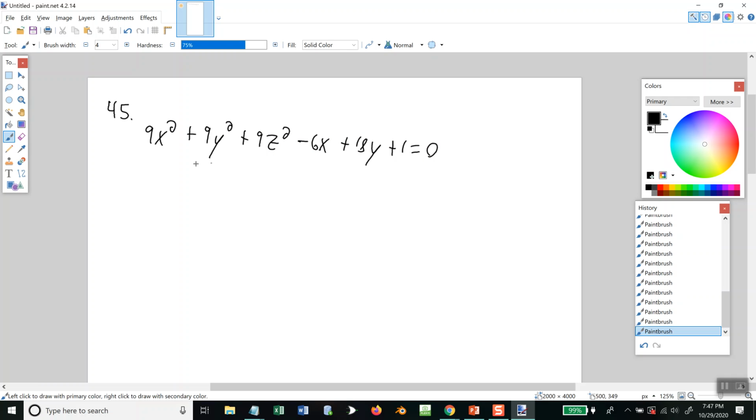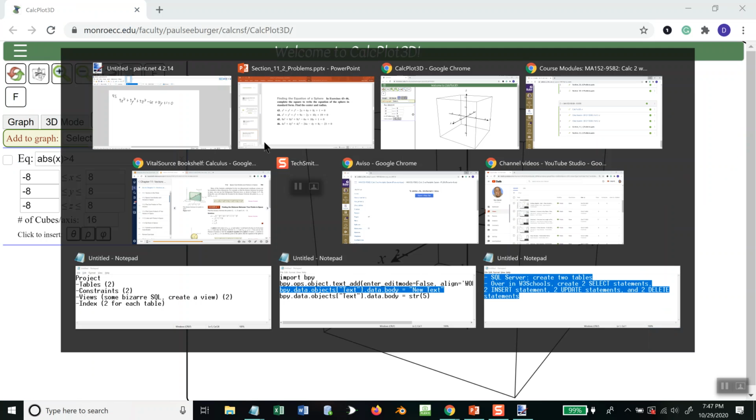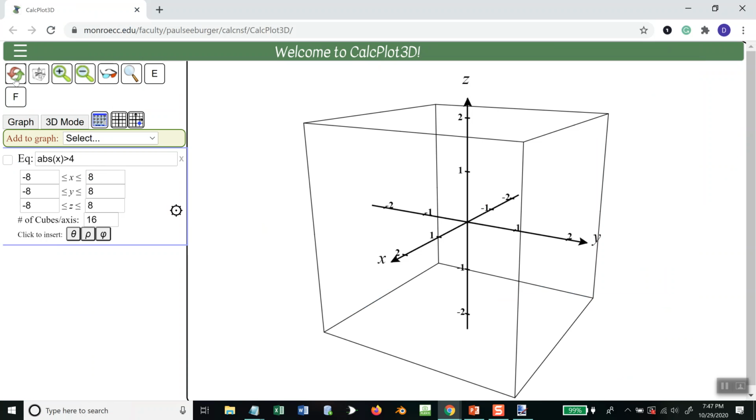Now what makes this a sphere is the fact that there's 9's in front of all three variables. The x squared, so I should say, the y squared and z squareds. If there's a different number in front of these, it wouldn't be a sphere. It might be an ellipsoid object of some sort. I bet I can actually graph this.